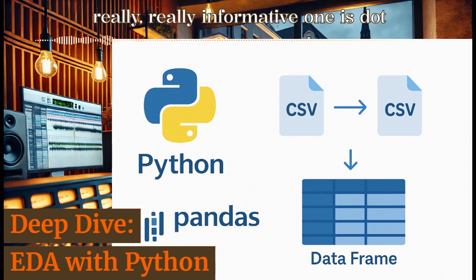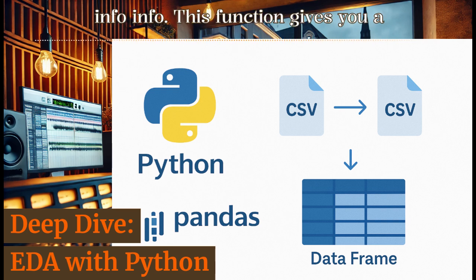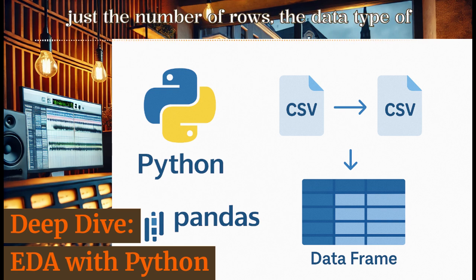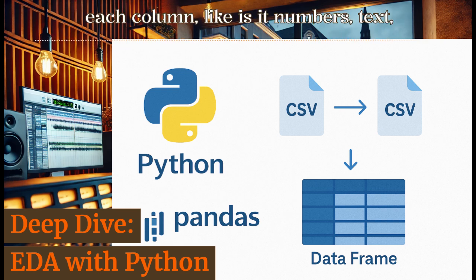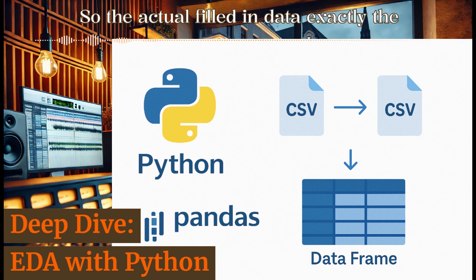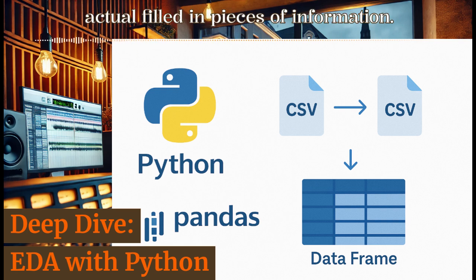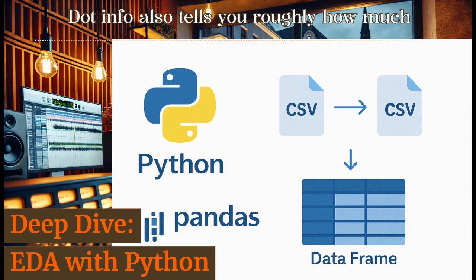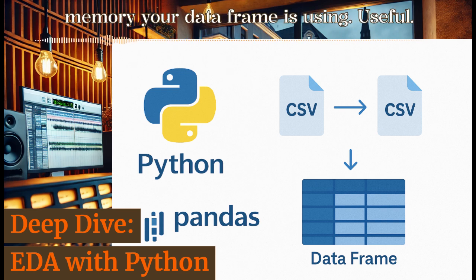After that, a really informative one is .info. This function gives you a summary of your data frame. It tells you the total number of entries, which is just the number of rows. The data type of each column, like is it numbers, text, dates, and crucially, how many non-null values are in each column. Non-null. So the actual filled-in data. Exactly. The actual filled-in pieces of information. This immediately flags any missing data. .info also tells you roughly how much memory your data frame is using.